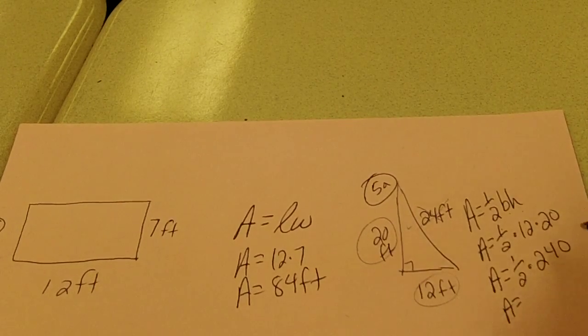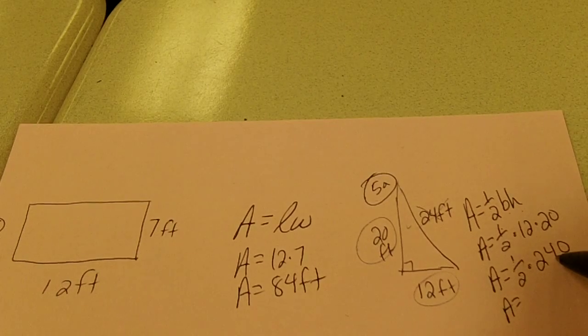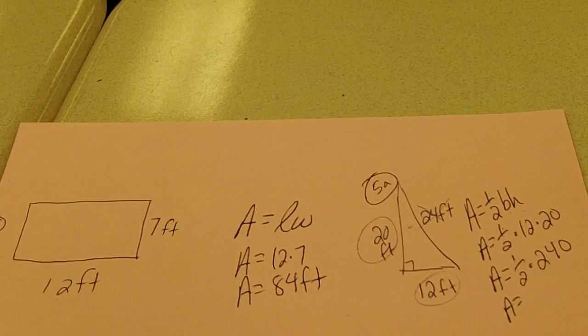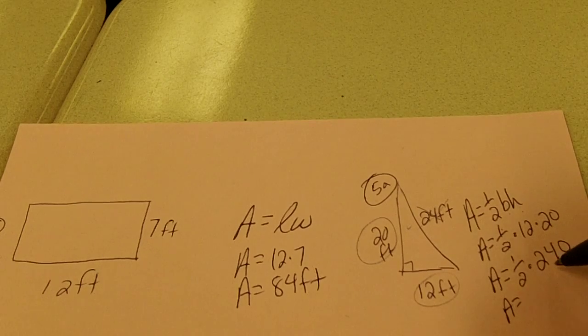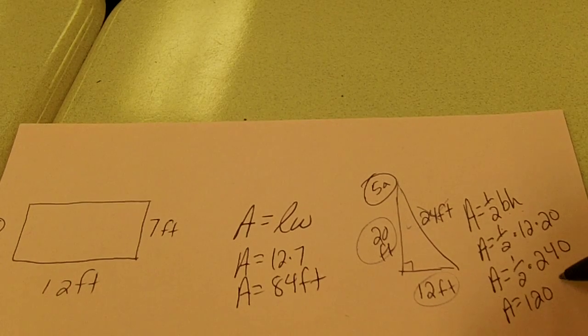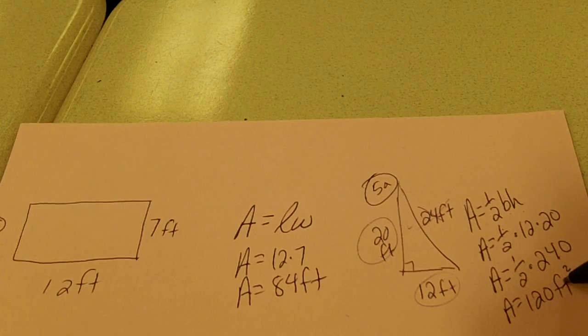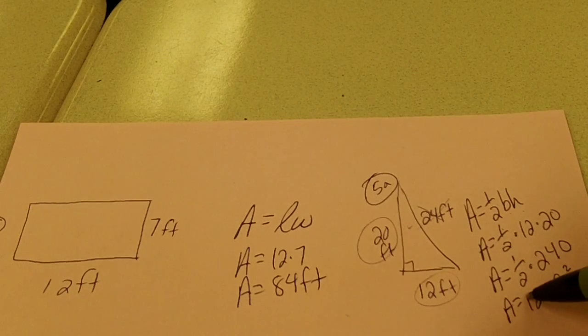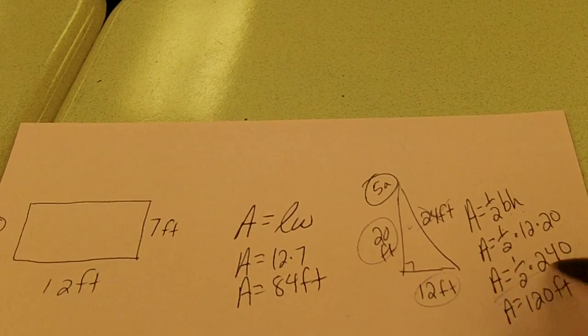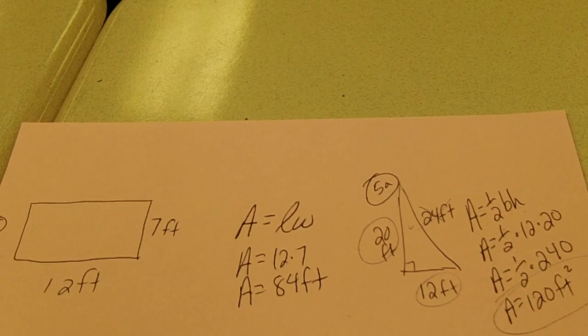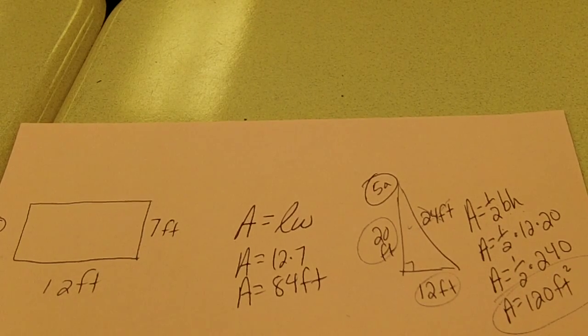And if you think of it that way, half of 240 is pretty easy to figure out. You could say half of 24 and then tack on the 0. Half of 240 is going to be 120. My units are feet. I'm going to call it square feet because this is a two-dimensional figure. It's a plane figure. I want to call it little 2, and I want to show my answer like that. So my answer is 120 feet squared.